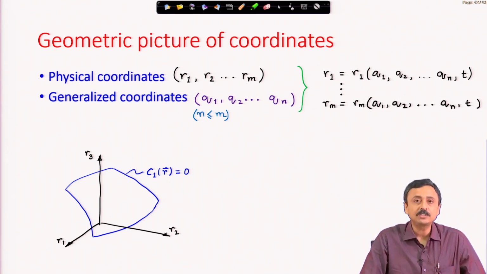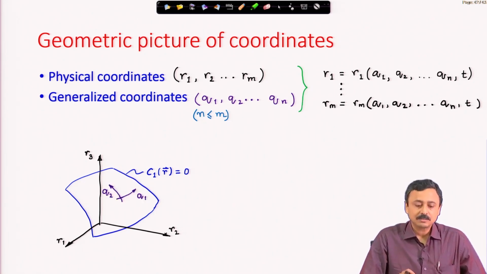In the physical coordinate space, there can be more than one such surface, of course. Here I have shown only one holonomic constraint. It represents a surface on which the point which represents the dynamical system must move. You cannot have arbitrary choices of the physical coordinates. It must respect that holonomic constraint. Therefore, holonomic constraints are hard surfaces in this physical coordinate space.